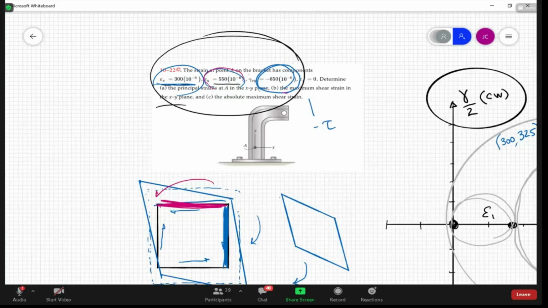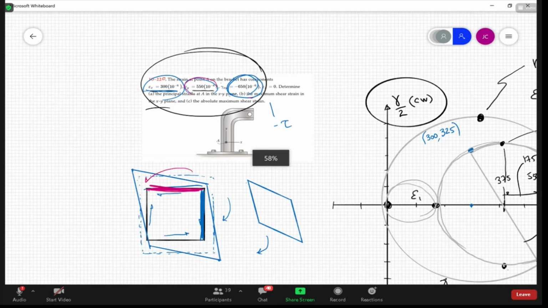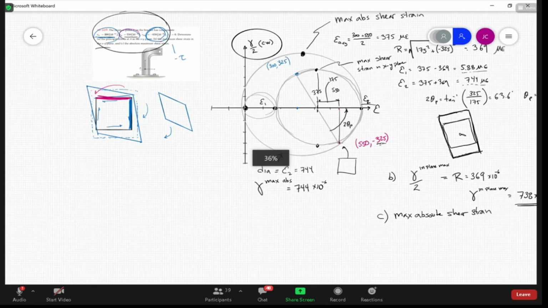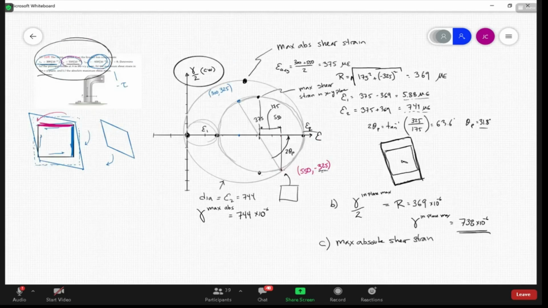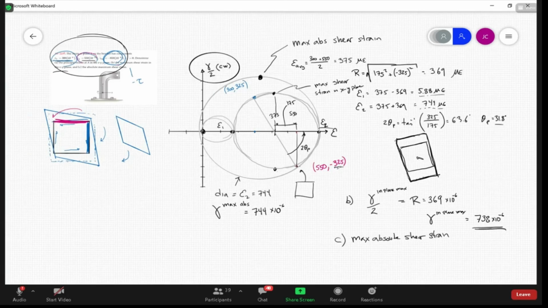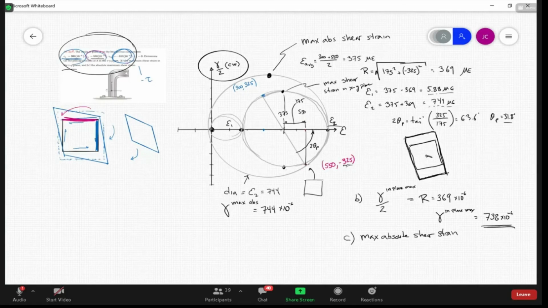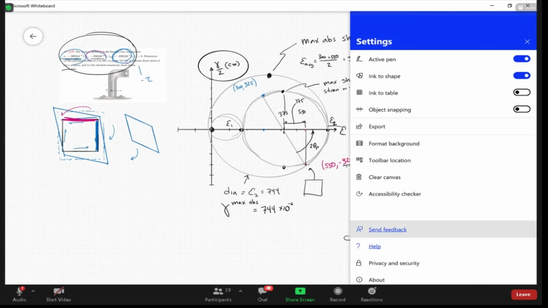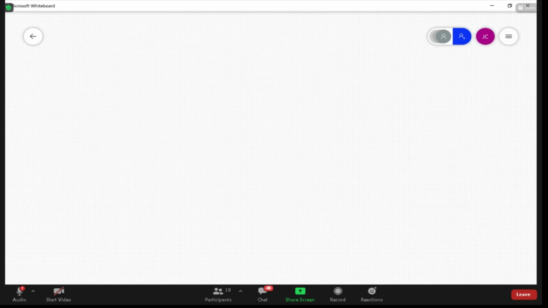I got a little bit of time, so let me just start the strain rosette stuff. At least I'll just talk about where it comes from. Let's clear this out. Okay, let's talk about strain rosette.